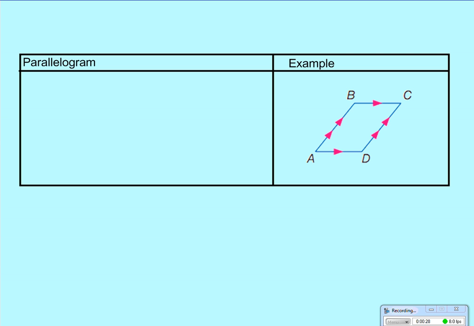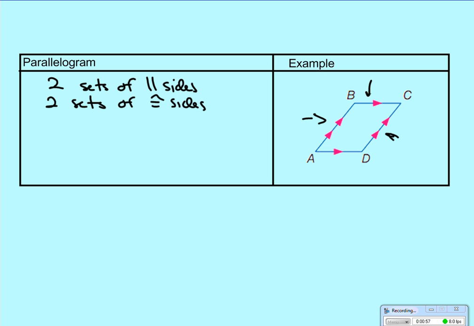So, parallelogram. So, what do you need to know about it? Parallelogram looks like this. Here's kind of what's true about it. You've got 2 sets of parallel sides. All right? You've also got 2 sets of congruent sides. Top and bottom are parallel, left and right are parallel. Top and bottom are congruent, left and right are congruent.